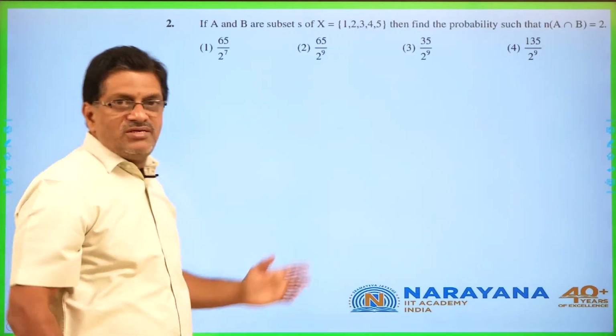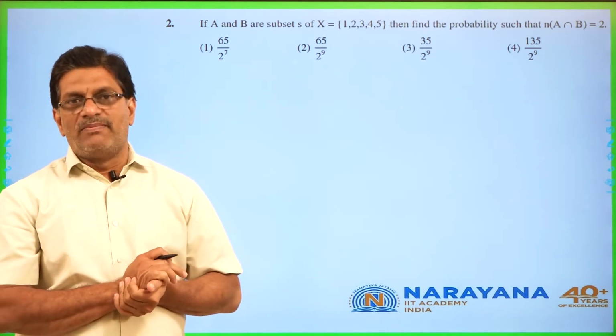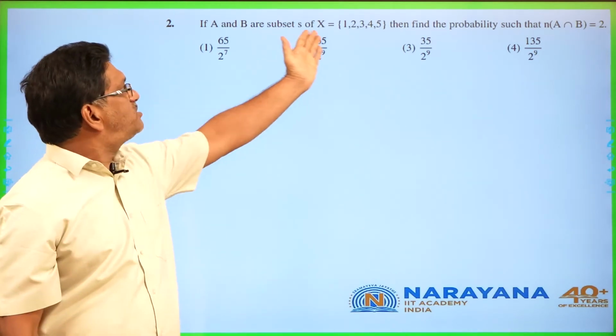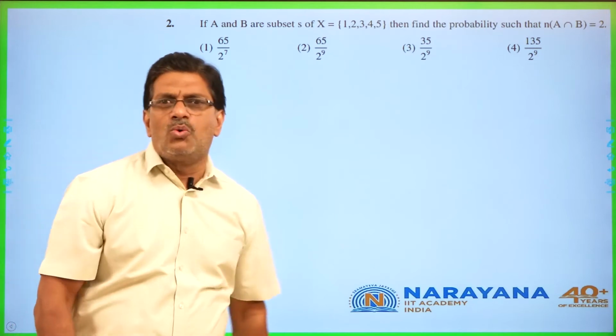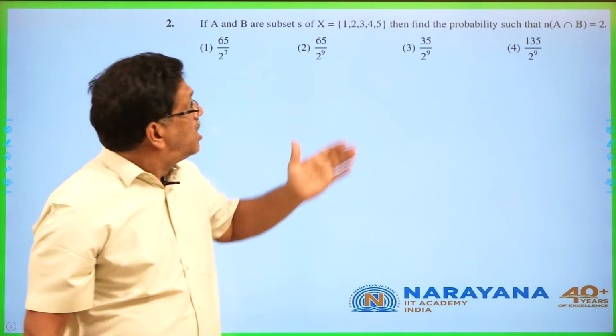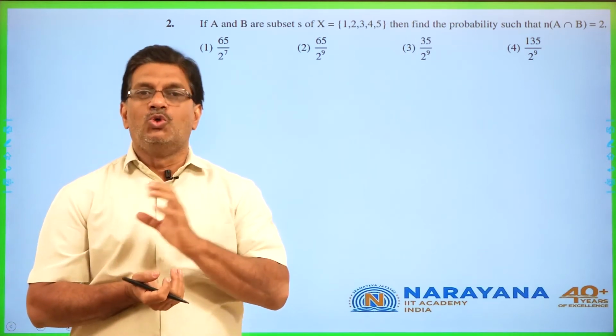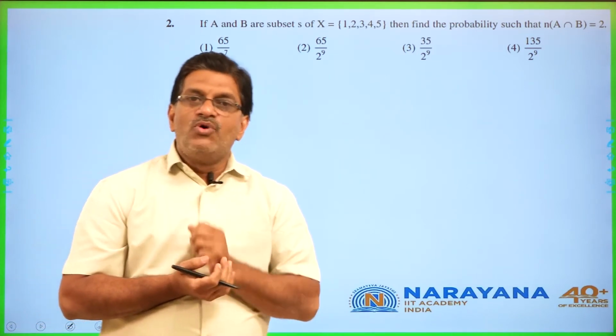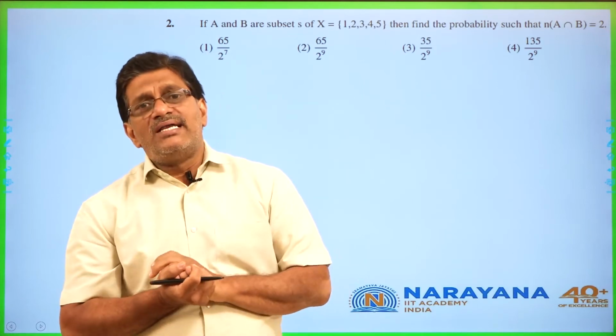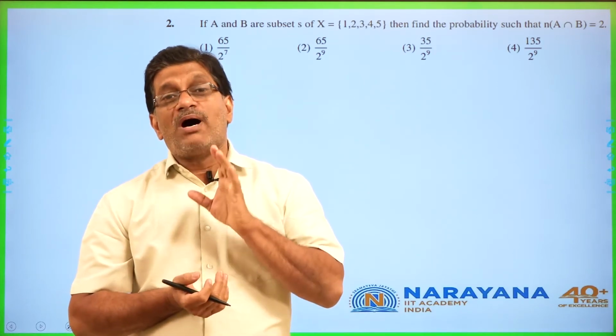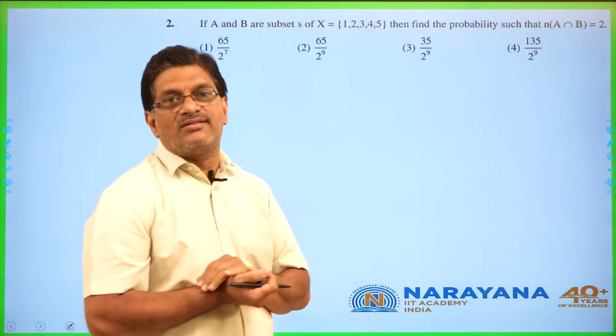It will be like this. It is a simple problem from the probability chapter. A and B are subsets of X equal to 1, 2, 3, 4, 5. Then find the probability that their intersection is 2. We know that if a set contains n elements, then 2 power n subsets are there.